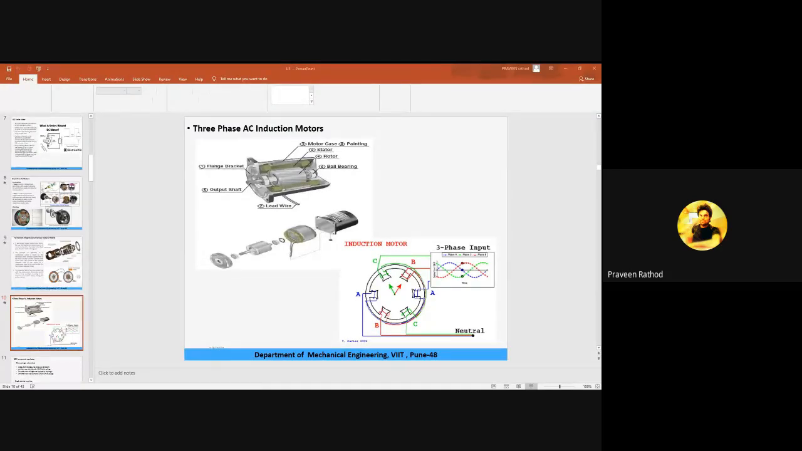As I showed in the last lecture, I showed you a video. That video indicates the 3S motor of Tesla. So this is all about the three-phase induction motor. The synchronous motor is similar to that also, but it only runs at a synchronous speed.